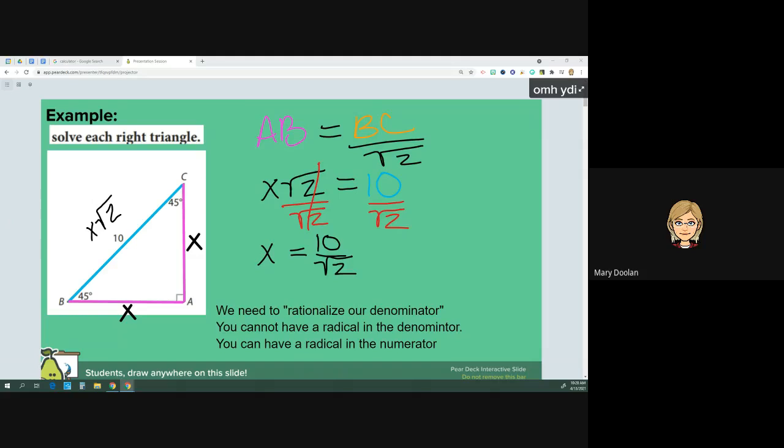Nobody knows. Think of it this way. What could I multiply the square root of 2 by? Yes, multiply it. Good. What could I multiply by to make the square root of 2 not have a square root symbol? By itself? Yes, absolutely. And that is what we're going to do.